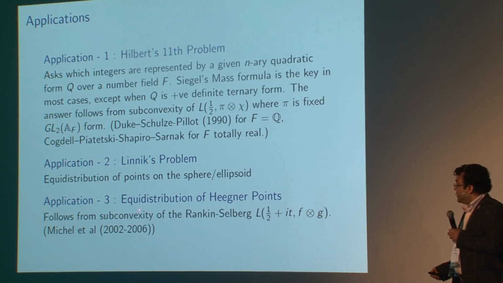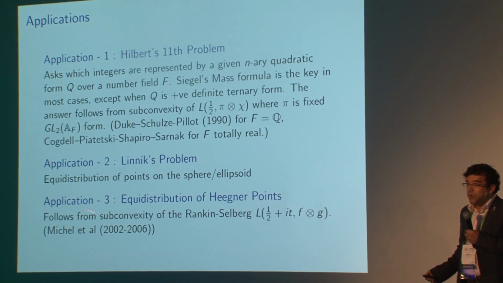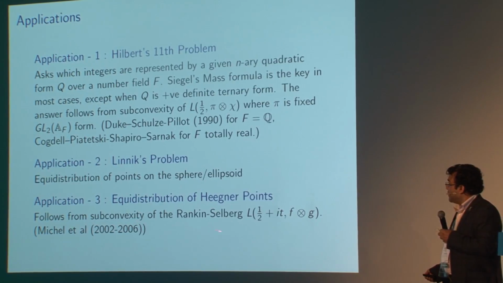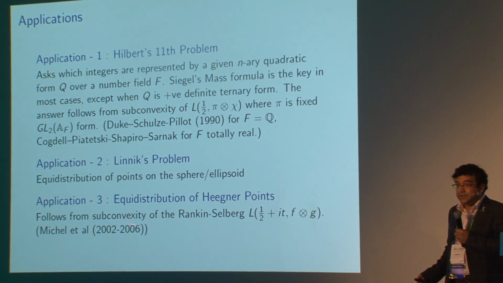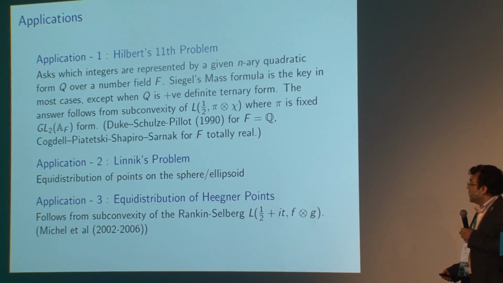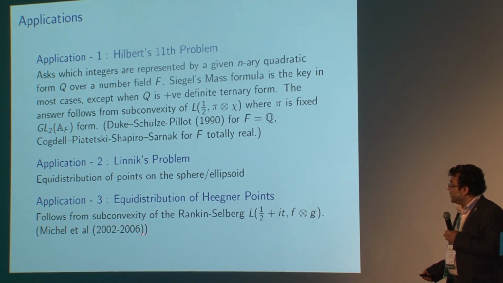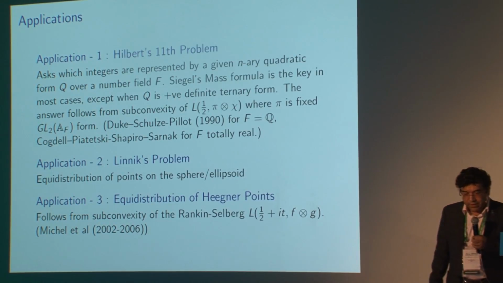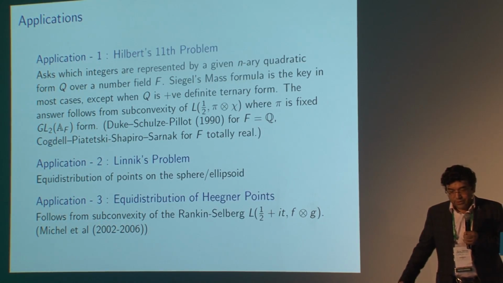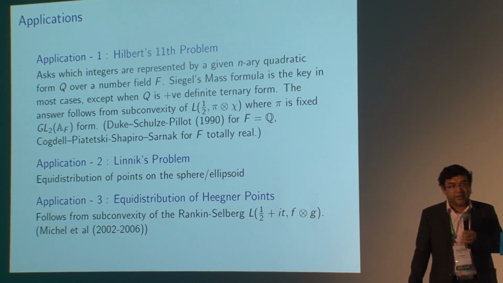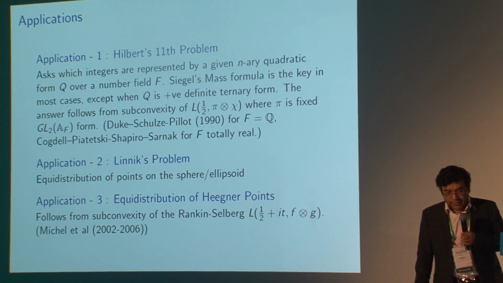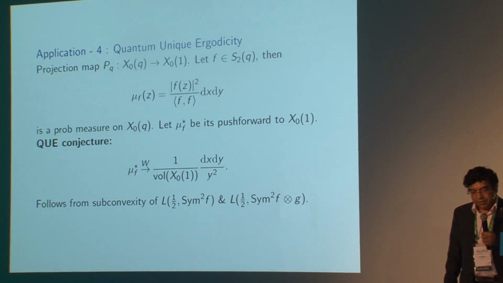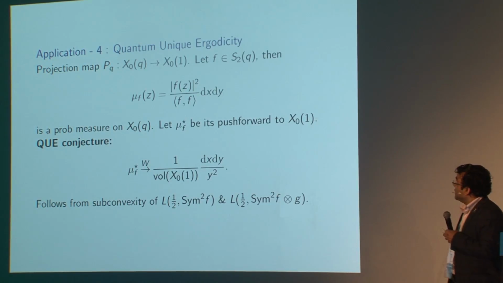Another related thing is the equidistribution of Heegner points on Shimura curves. For this, you need a subconvex bound for some degree 4 L functions, the Rankin-Selberg L function, which was done by Philippe Michel and his collaborators between 2002 and 2006. So there are various applications of the subconvexity bound, and it's not really just about beating an exponent by something. There's some meaning to it. I was more or less motivated by this particular problem.